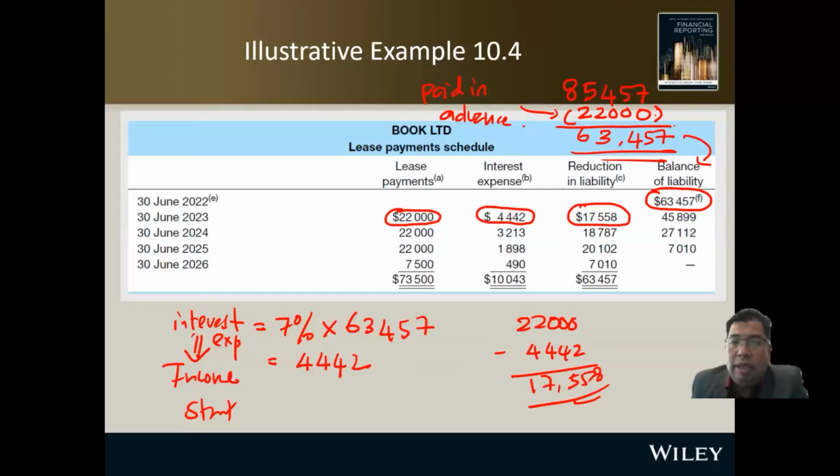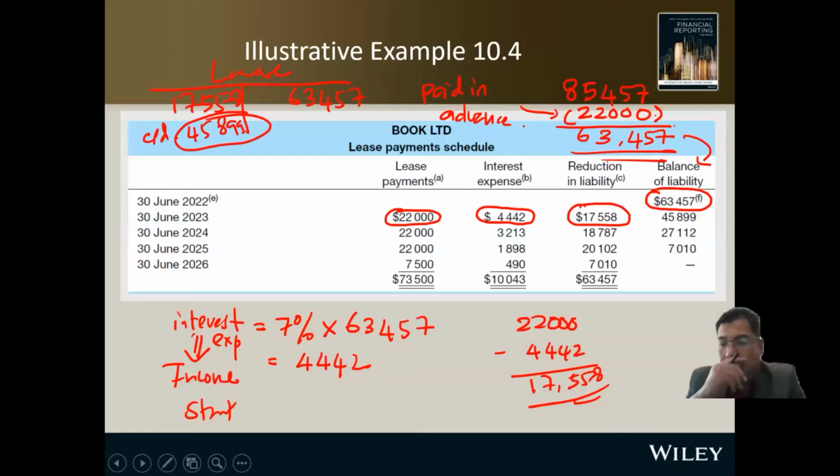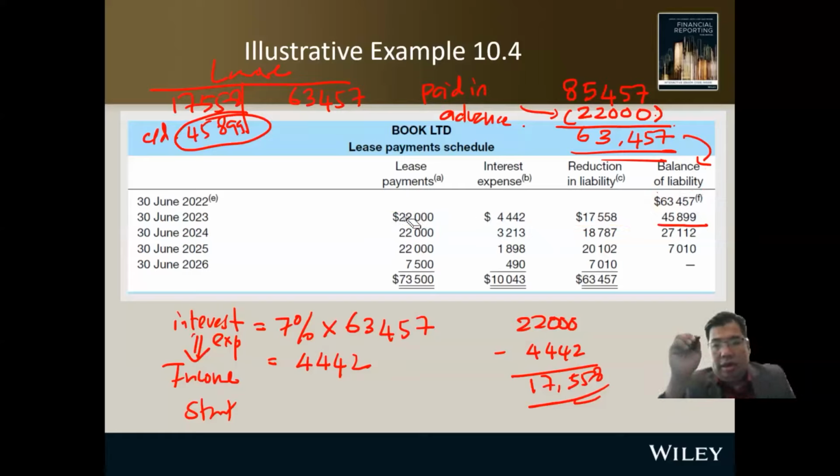In your lease liability account, if previously you had 63,457, you're going to debit this by 17,558. So your balance for the first year will be 45,899. This amount will be reported in your balance sheet, the statement of financial position. So that is for the first year.